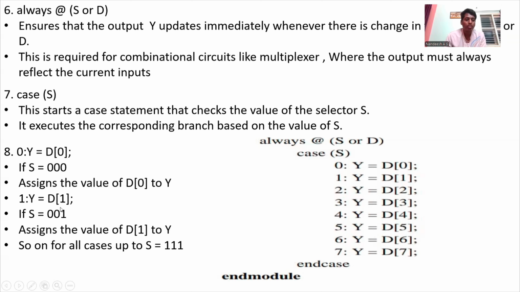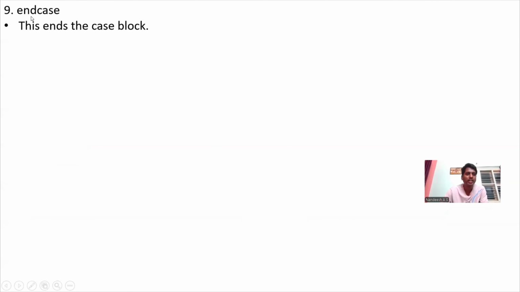3'b001: Y = D[1]. If S is equal to 001, it assigns the value of D[1] to Y. Here we can see that D[1] is assigned to Y. So on for all cases up to S equal to 111. It continues till 7, where D[7] is assigned to Y. In the ninth line, end case ends the case block. The 10th line, endmodule, ends the Verilog module.